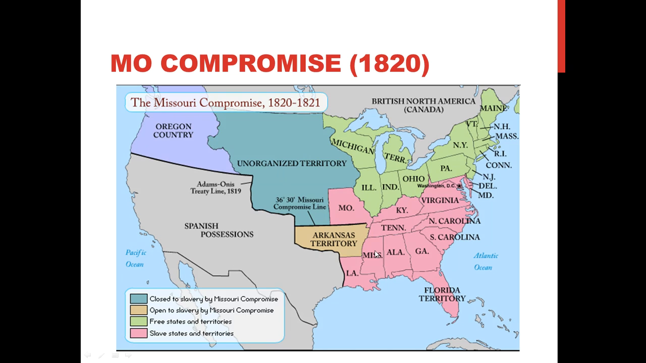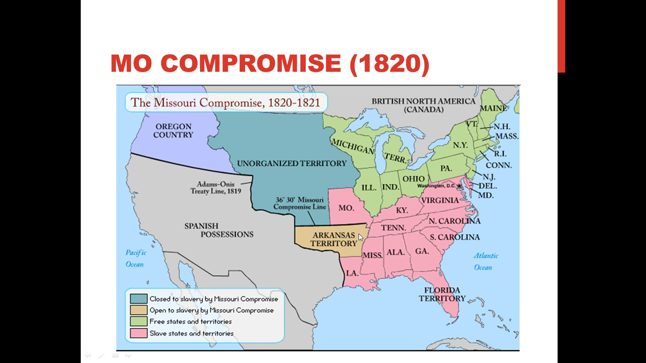So what they do is create the state of Maine. Maine enters the Union as a free state, and Missouri enters the Union as a slave state, so that makes it 12 to 12. Then they draw an imaginary line across the rest of the map from the Missouri border that says if you are a territory above this line, you cannot have slavery. So all this territory up here in the Great Plains cannot be slave states, and you're leaving only this little bit right here that can be a slave state.